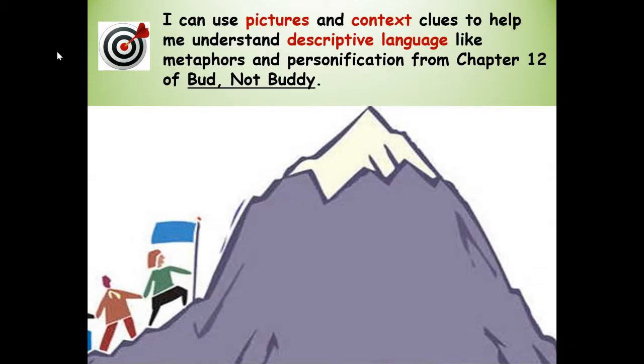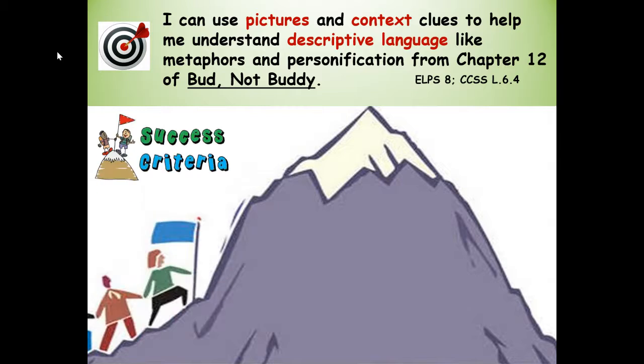So here's our learning target. I can use pictures and context clues to help me understand descriptive language like metaphors and personification from chapter 12 of Bud, Not Buddy. Success criteria, that means how will you know you're successful at using pictures and context clues to understand descriptive language in the chapter? Well, here are our steps to success.